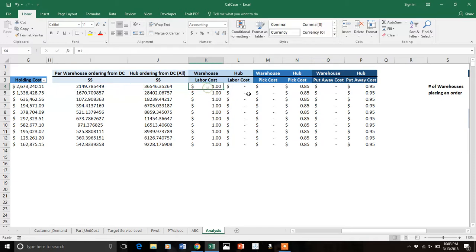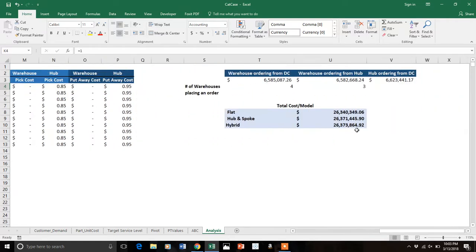We also put in other assumptions that were stated in the case, including labor costs, the pick cost, and put away cost to be able to run our final analysis over here, which Madeline will walk through. Basically, it's a simple calculation that pulls information based on the data that we received from Caterpillar.